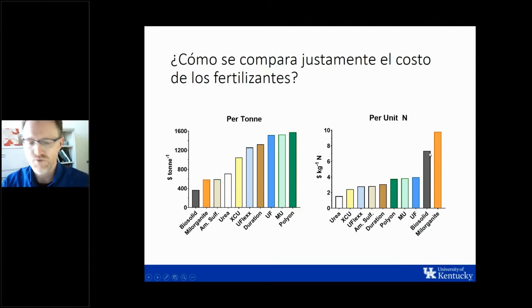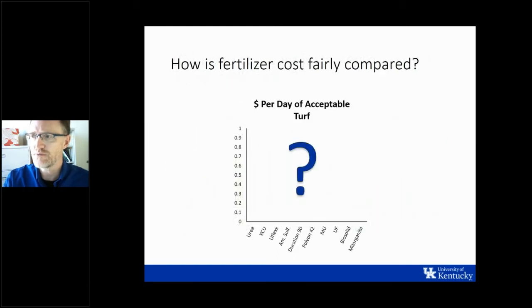So we want to look at it on a price per unit of nitrogen basis. That's the most fair way to compare these nitrogen sources. However, if you come across some marketing material, oftentimes you'll find how a fertilizer is compared on a cost per day of acceptable turf. So they'll say, okay, we got it broken down per pound of nitrogen, but that 1 pound or 2 pounds, in Spain, it'd be say like 49 kilograms per hectare or 98 kilograms per hectare.